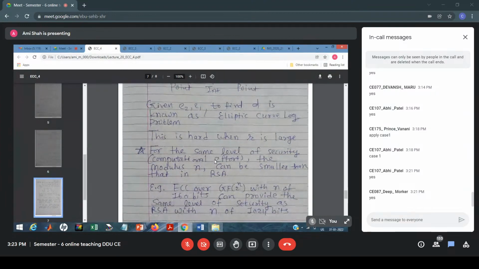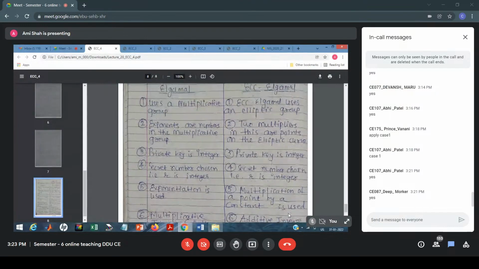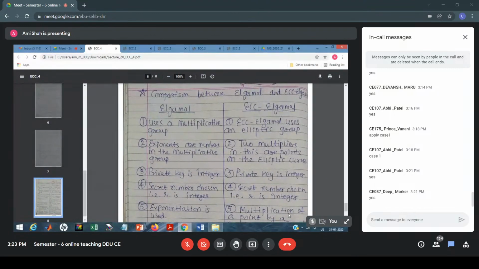So for the same level of security or computational effort, the modulus n can be smaller than that in RSA. ECC over Galois field 2 raised to n with an n of 160 bits can provide the same level of security as RSA with an n of 1024 bits, right? I think I discussed this in the first lecture. Now there is a comparison between ElGamal and ECC ElGamal.